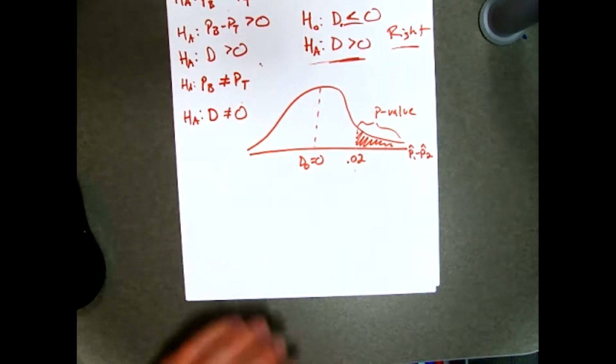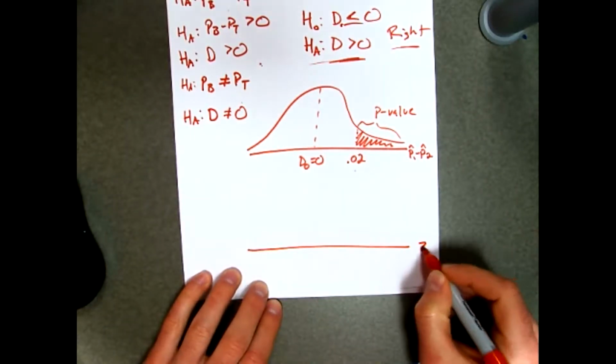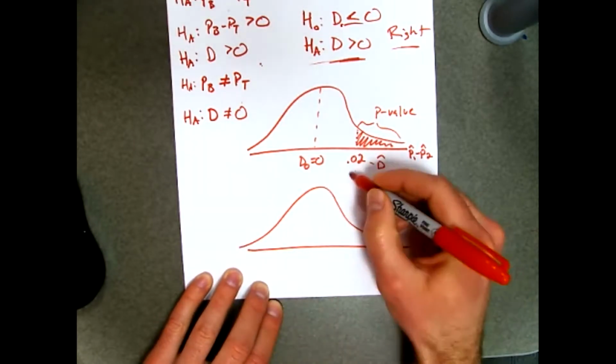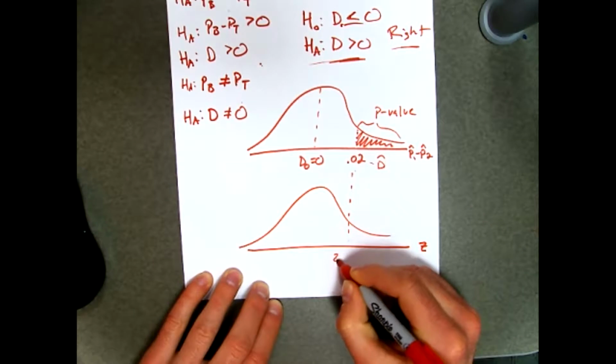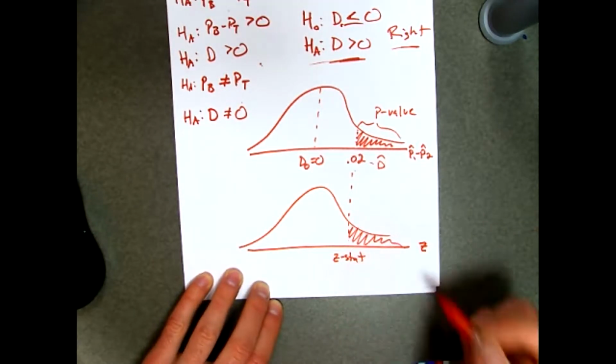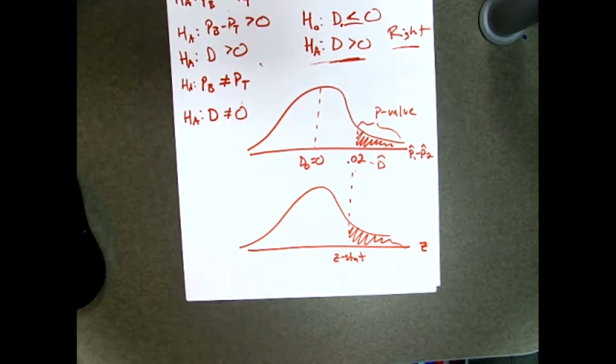Okay. How can I find that? Well, I'm going to turn this sample difference that I found into a test statistic, or in this case, a z statistic, because it comes from a standard normal distribution. And then I can use that to find the area to the right by using my z tables. Okay. Well, how do I do that?